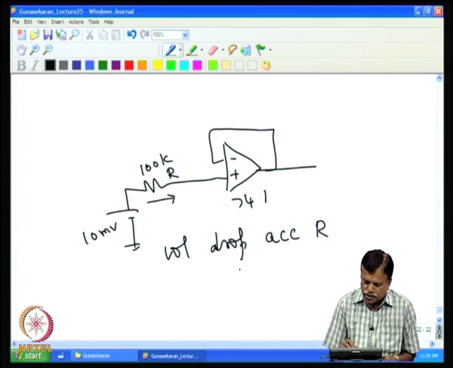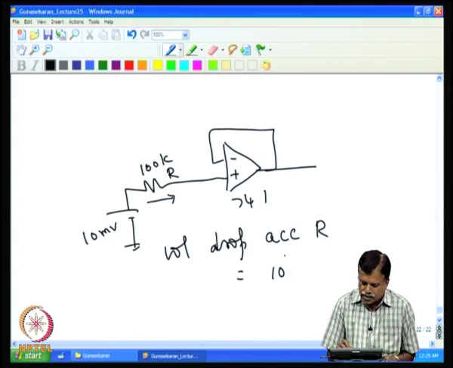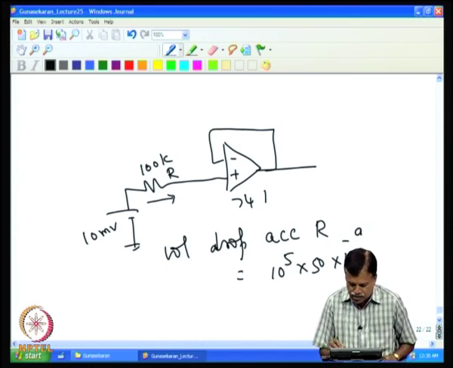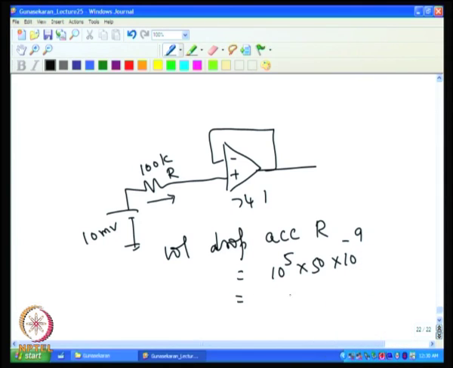Across R would be 100k, that is 10 power 5 into 50 nanoampere. So, that will come 50 into 10 power minus 4 volt, that is equal to 5 millivolt. So, you will have the 5 millivolt drop across this, that this will be higher, this will be lower, that means it is like this.